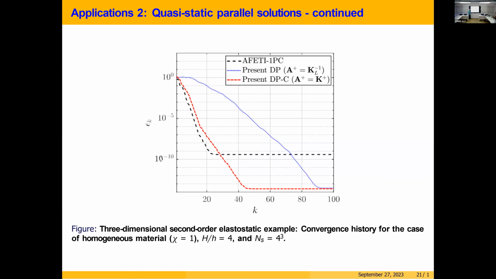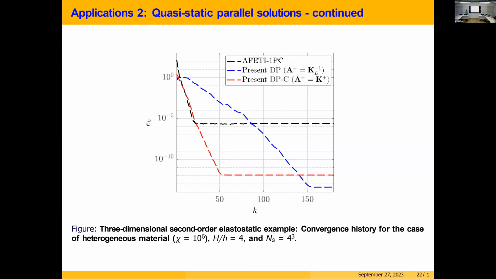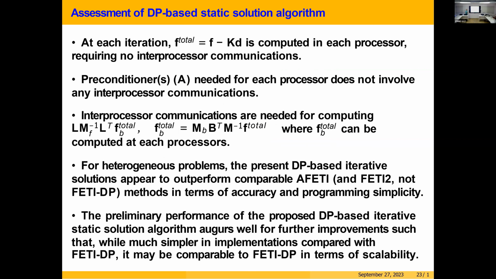So this is a homogeneous case. Again, FETI does better than the DP formulation. On the other hand, for heterogeneous cases, since chi is 10 to the 6, not only in 3D cases, we are the same as FETI, we get much higher accuracy. So at the moment, it's very tentative.